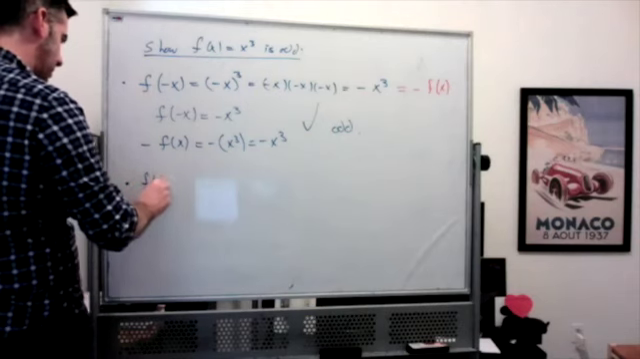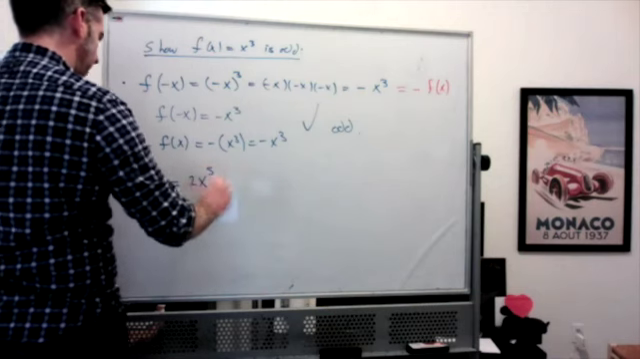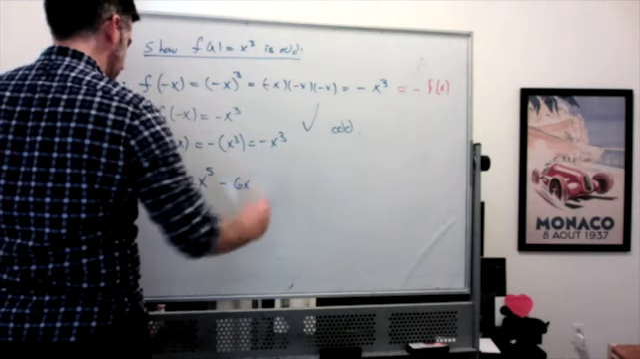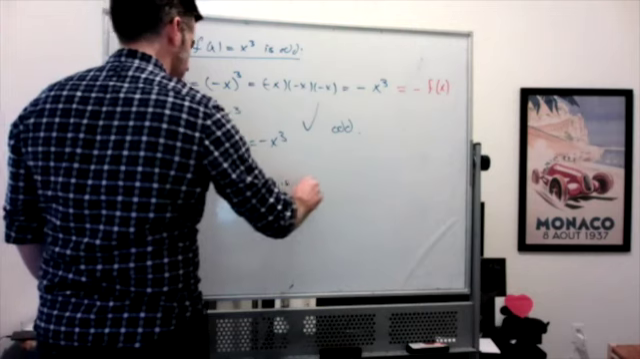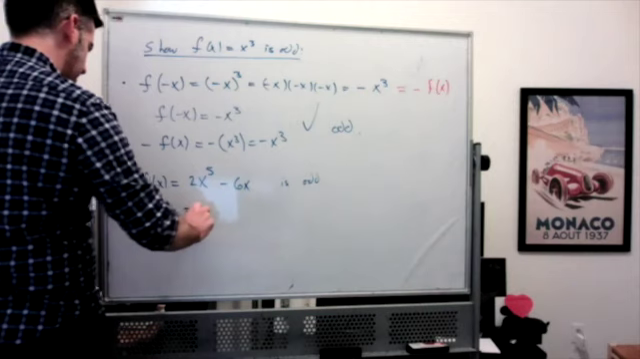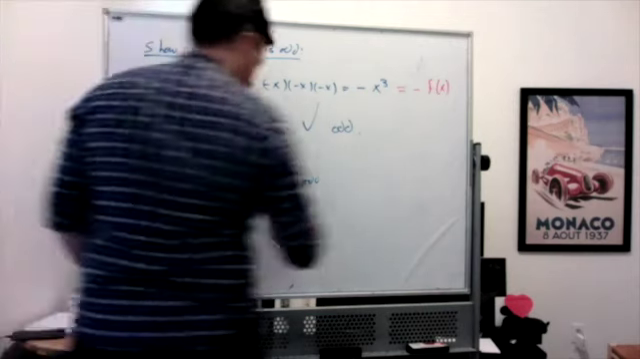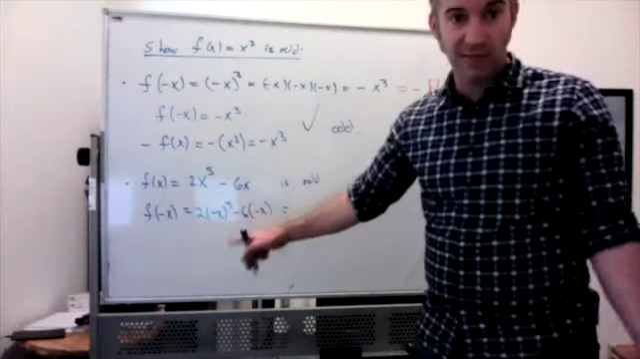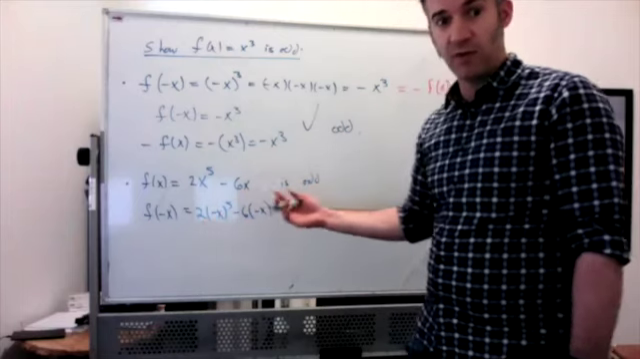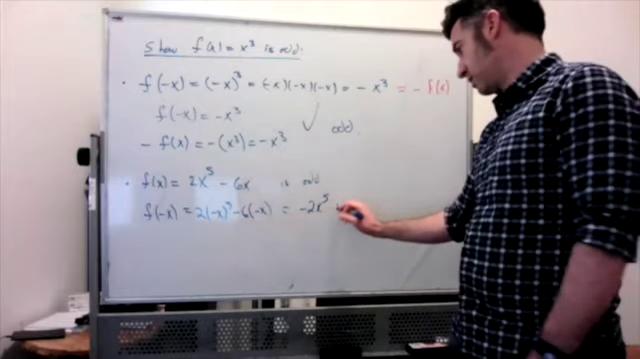Let's show that f of x equal to 2x to the fifth minus 6x is odd. So I'm gonna start with f of negative x. So f of negative x is 2 times negative x to the fifth minus 6 times negative x, which is equal to, so again, negative things to odd powers are going to be negative. So 2 times negative x to the fifth is negative 2x to the fifth. And negative 6 times negative x is positive 6x.